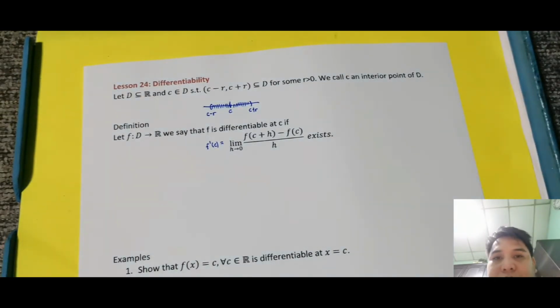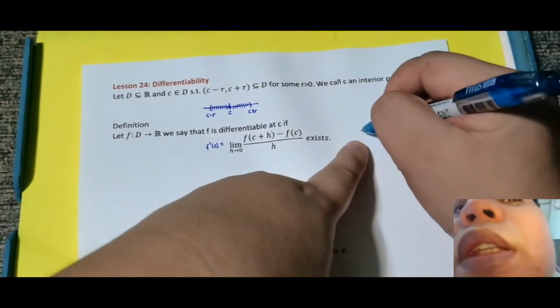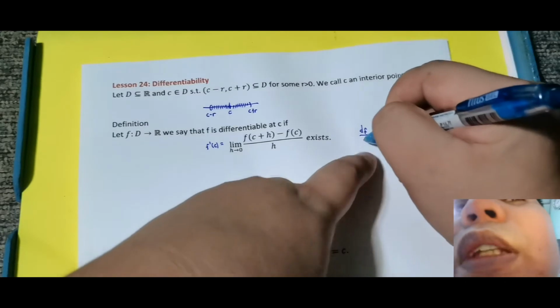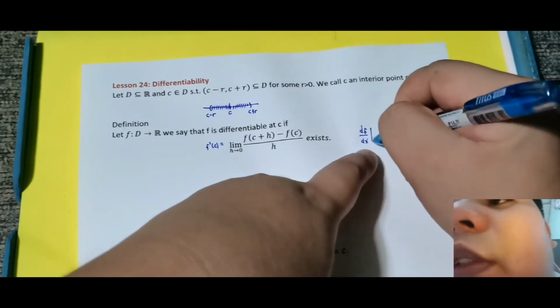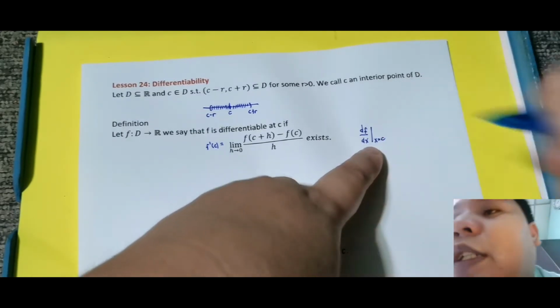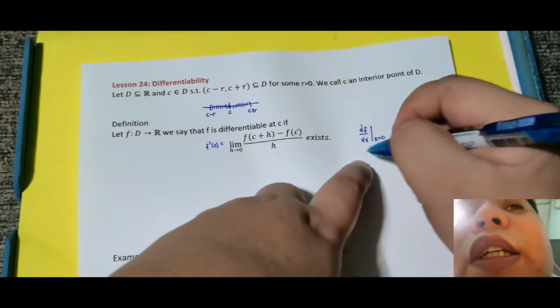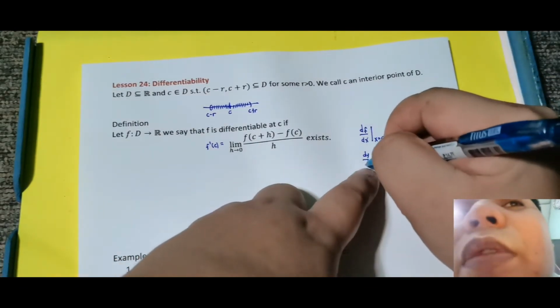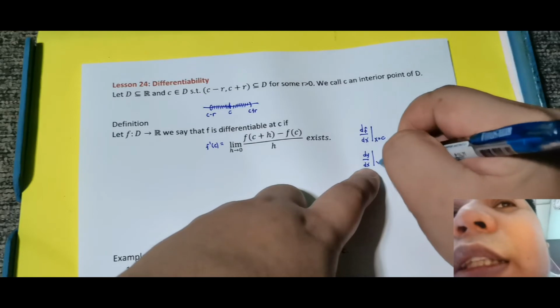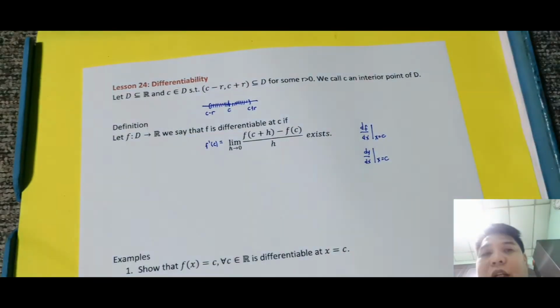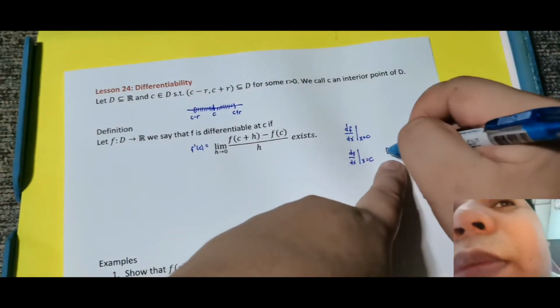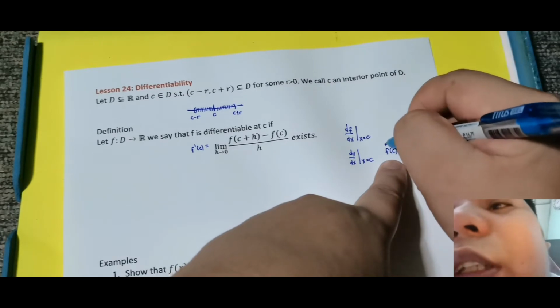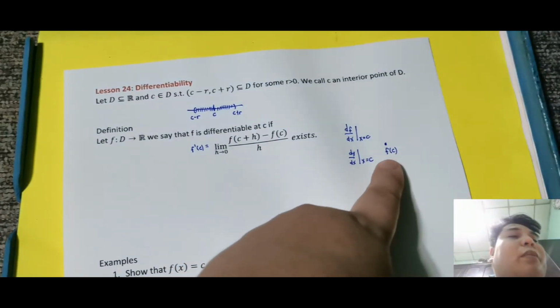Okay, other notation, by the way. Other notation is like this: the derivative of f with respect to x, at x is equal to c. Those are other notations. Another is the derivative of y with respect to x at x is equal to c. There is also another notation: f of c with a dot on top. This is used by physicists.